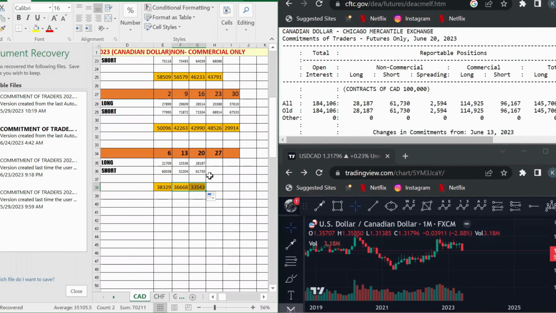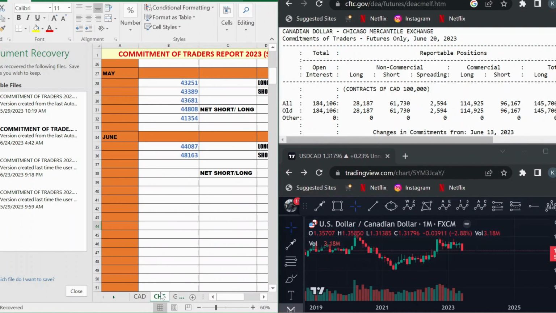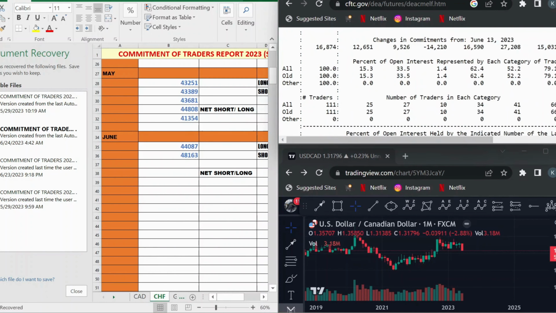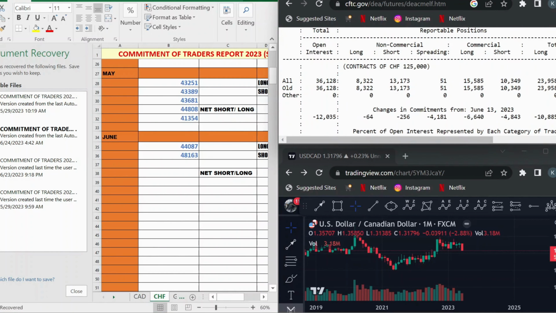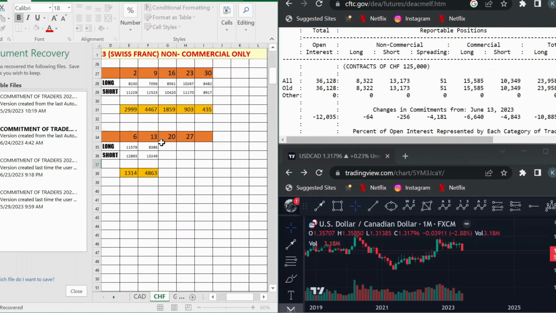So the open interest for CHF was 36,128. The longs were 83,22. The shorts were 13,173. So the net short is much or less the same.